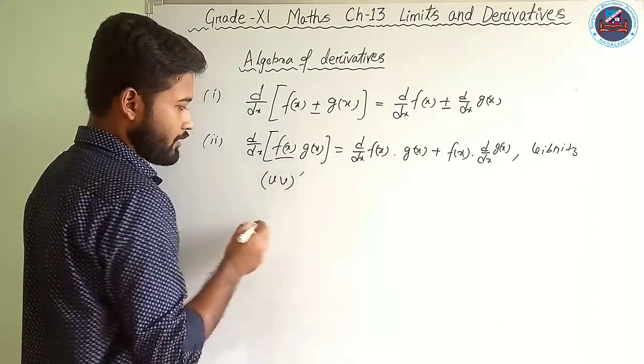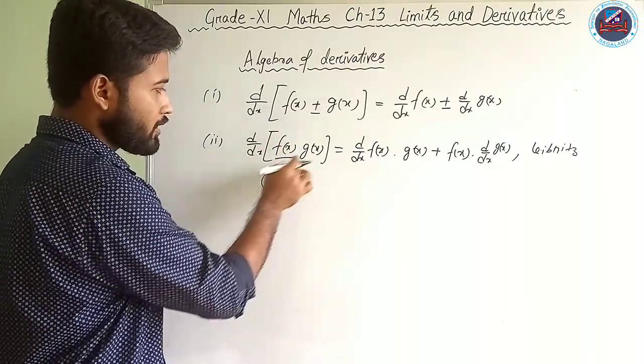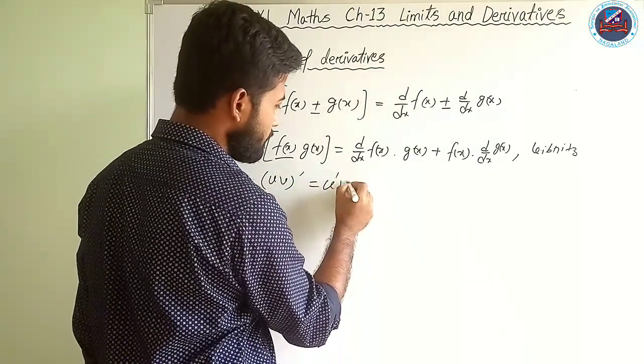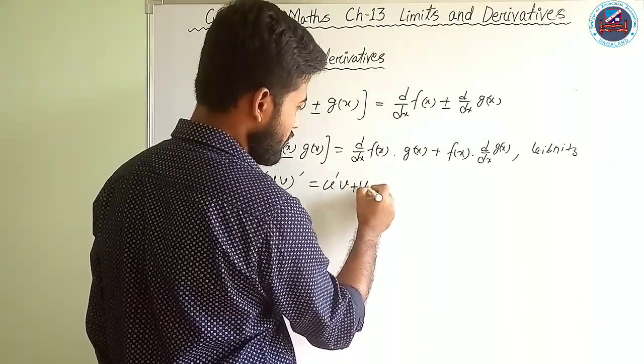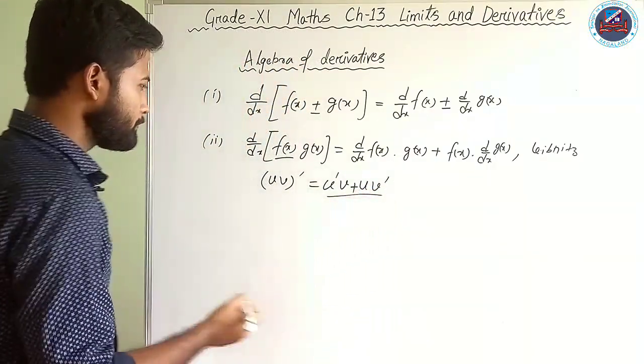In other words, it is easy to memorize: if you want to find the derivative, consider this as u, consider this as v. So (uv) dash will be remembered as u dash v plus u v dash. So this is quite easier.